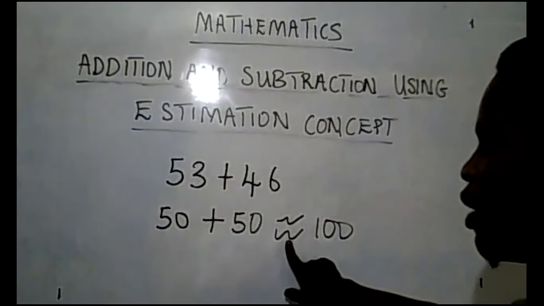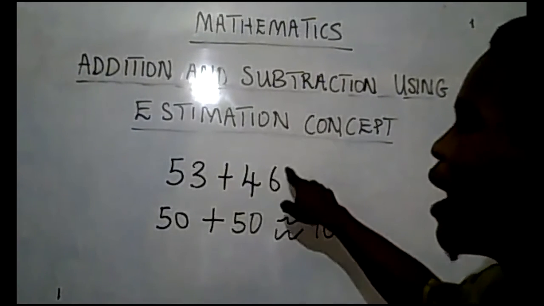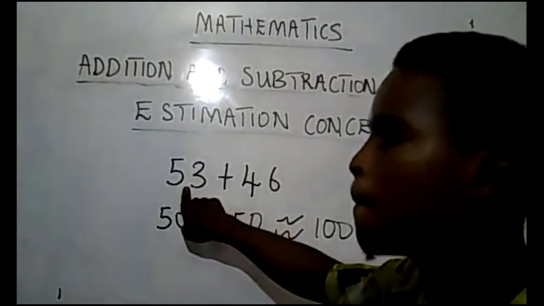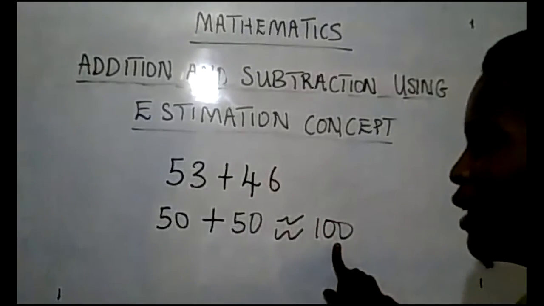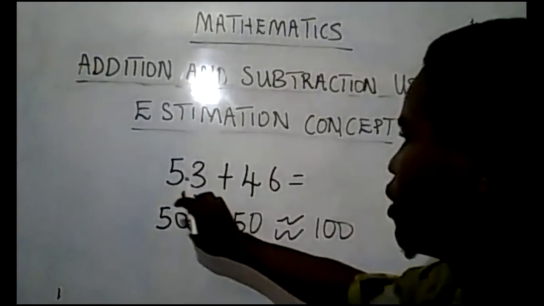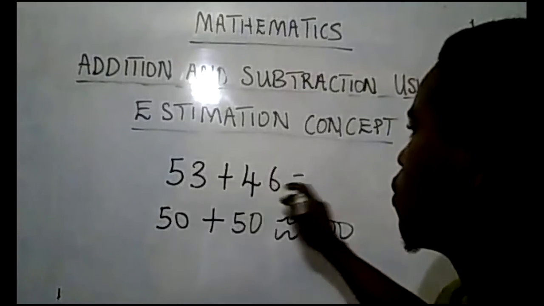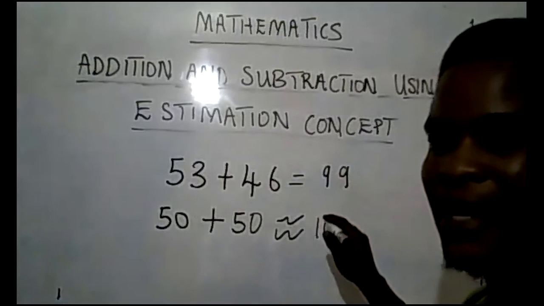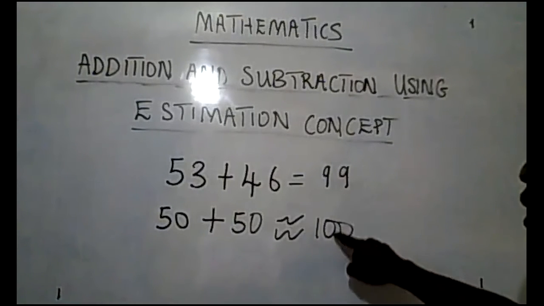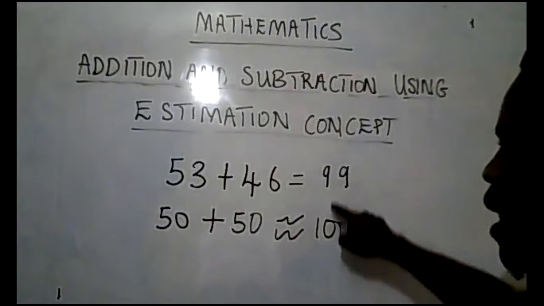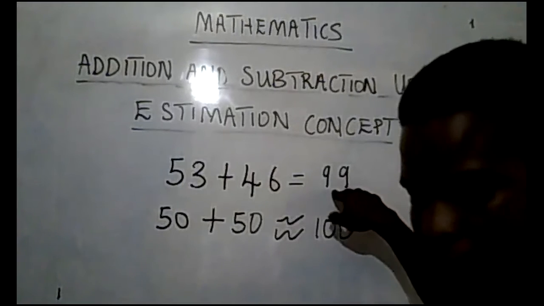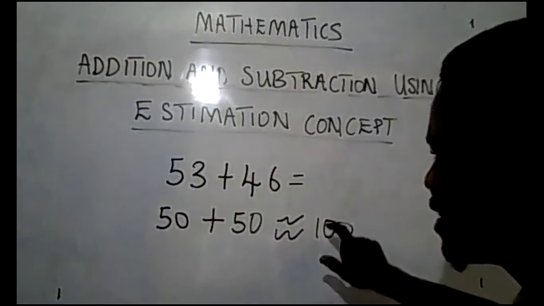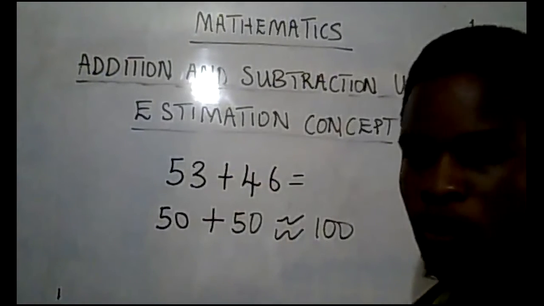Now, do not forget that I told you that this is approximately 100. That is your answer, approximately 100. Why? Because 100 is not the actual answer to this question. Because if in the real sense you have to add 53 plus 46, your answer is not 100. The answer will be 50 plus 5 plus 4, or 6 plus 3 is 9, 4 plus 5, which is likewise 9. That's 99. Can you see now that 99 is very close to 100? That is, we have gotten a very, very close answer to the real or accurate figure. 100 is giving us a very close value to the accurate answer, which is 99.